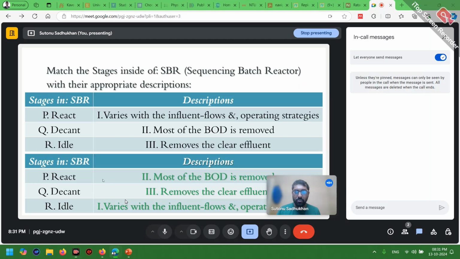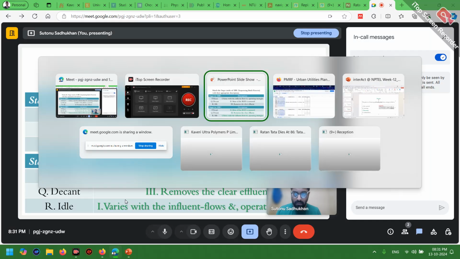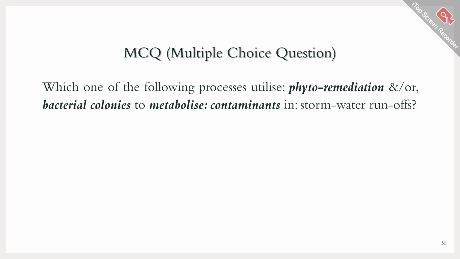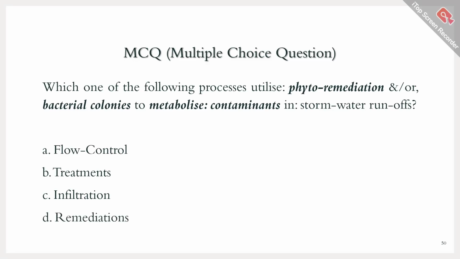Now I'll move on to the last question mostly of our today's session, which is an MCQ. Which one of the following processes utilize phytoremediation and or bacterial colonies in order to metabolize contaminants in stormwater runoffs? Option A is flow control, option B is treatments, option C is infiltration, and option D is remediations. Which one of them utilize phytoremediation or bacterial colonies to metabolize contaminants in stormwater runoff?